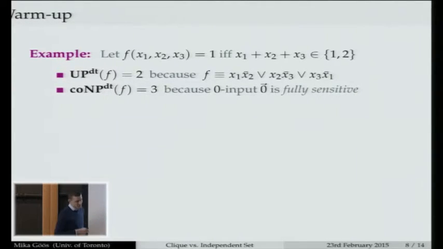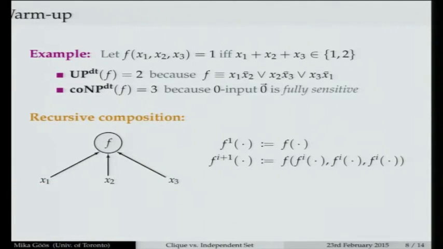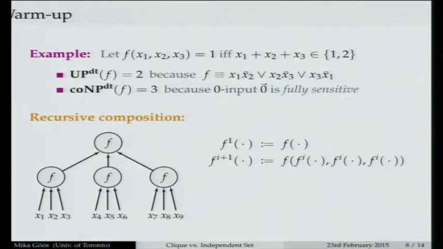So usually when you're trying to separate query complexity measures, you're quite often done after you've found a single example, because the standard trick is that you take your function and start recursively composing it with itself. So here's my f with 3 inputs, and I'm just going to take 3 copies of this function and plug them again as inputs to a copy of f. So the second level of the recursion would look something like this.